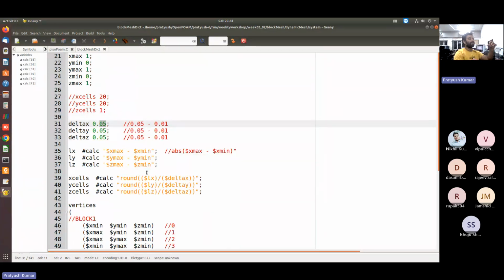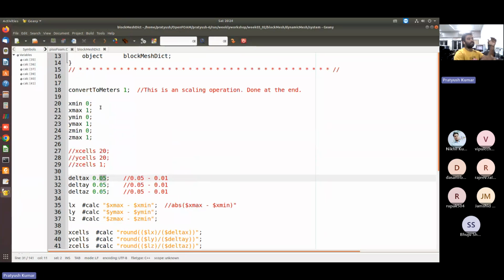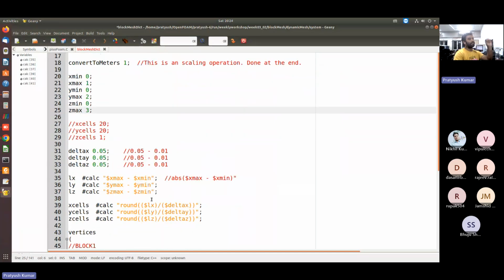So if you are fixing the number of cells in that scenario, the length in that direction is not equivalent. What I mean to say, suppose in the x direction you have 1 meter, in y direction your dimension is 2 meter, and in z direction the dimension is 3 meter. And if you are keeping the number of cells as a fixed quantity, then the cell size would be different in the x direction, different in the y direction, and different in the z direction.